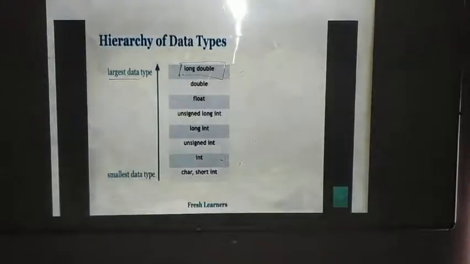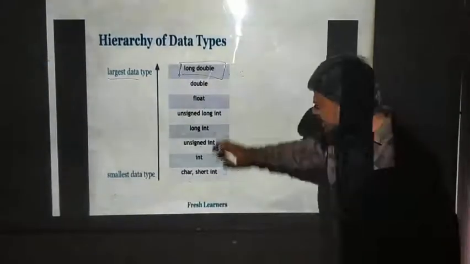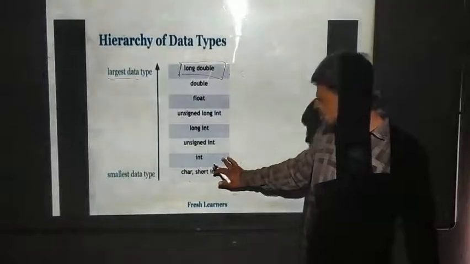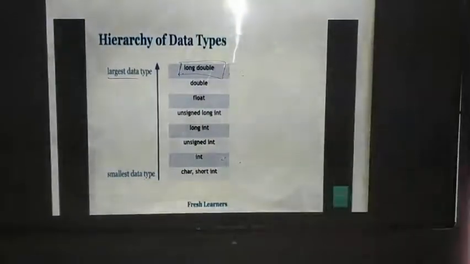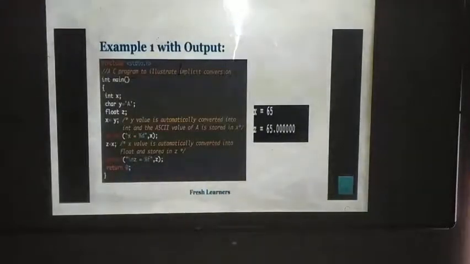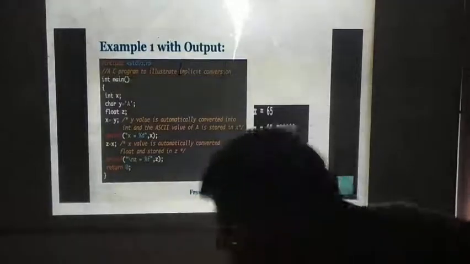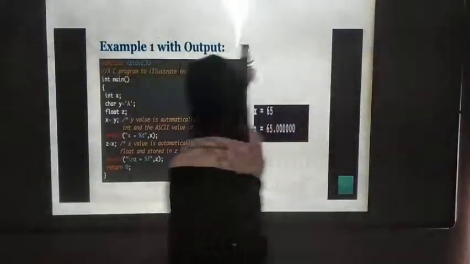So why did the compiler treat it as float? Because the integer is declared, and the other value, float, is declared. Float is the largest data type, so it will take float as the data type to print. Let us see an example, a program for implicit conversion.